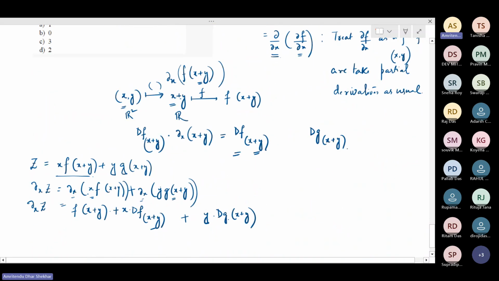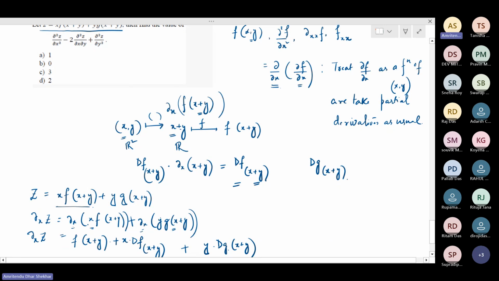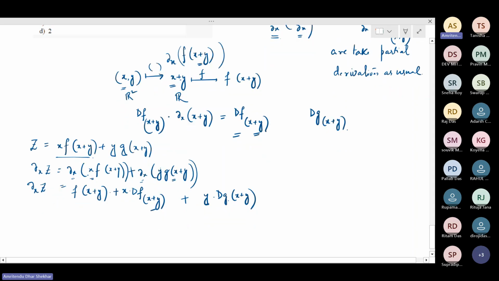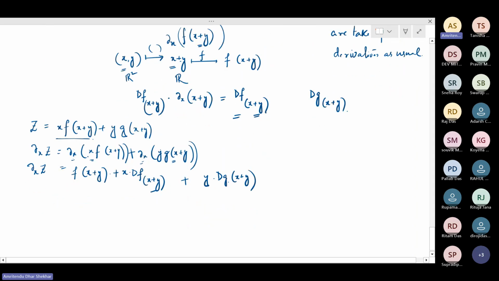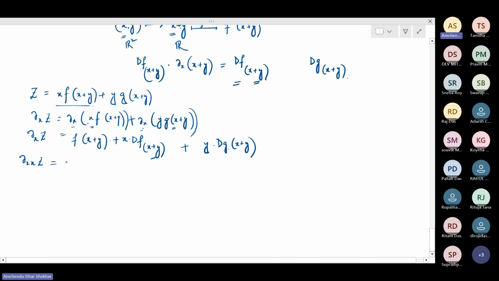But here we are looking at functions of two variables. Sorry, we're looking at higher order, second order partial derivatives. So what is del xx of z? This term, del xx of z, is the partial derivative del upon del x acting on del x of z. So you have to take a partial derivative again of this expression.